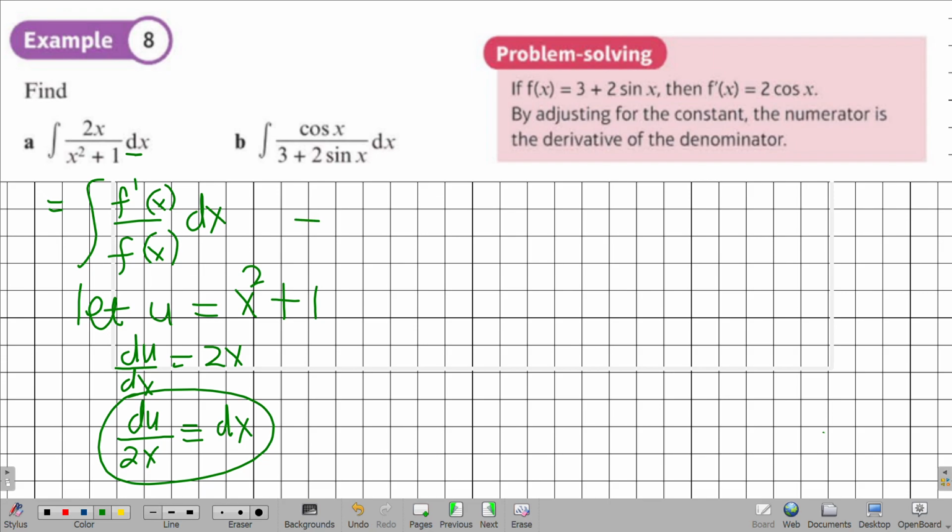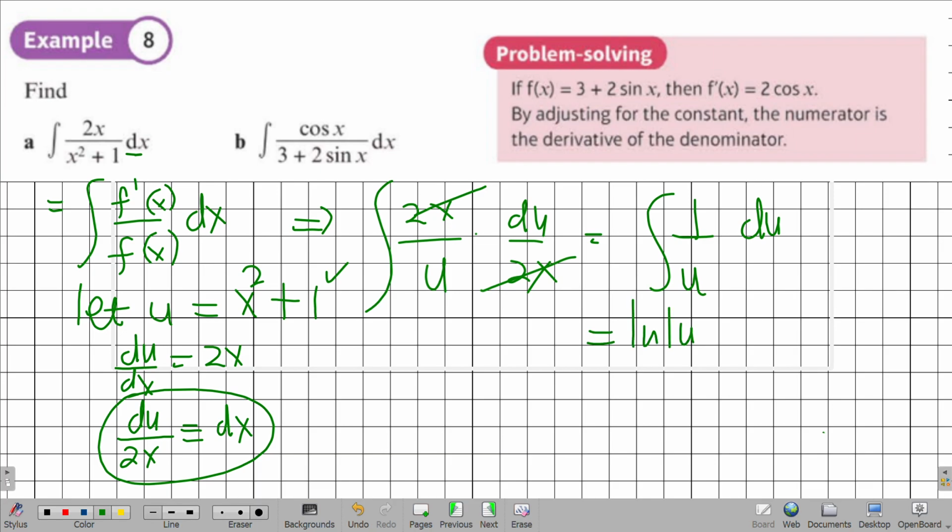So this implies that we're going to have the integral of 2x over x squared plus 1, which is now our u, and dx changes to du over 2x. This is the reason why we're substituting, because we are simplifying this function, and it indeed looks like 1 over u with respect to u. And this type of function, we know them already from differentiation. That is equivalent to natural log of u plus c, and again our u is x squared plus 1, plus c. All right.